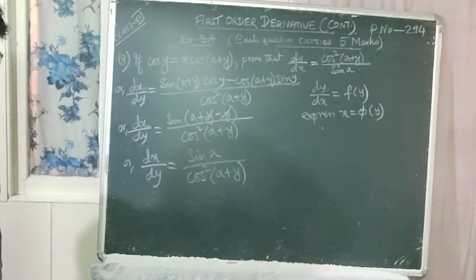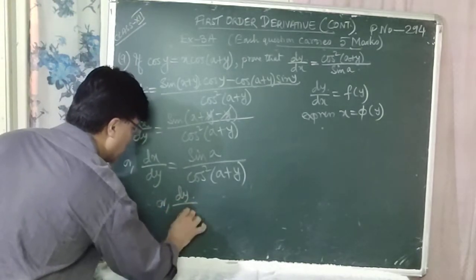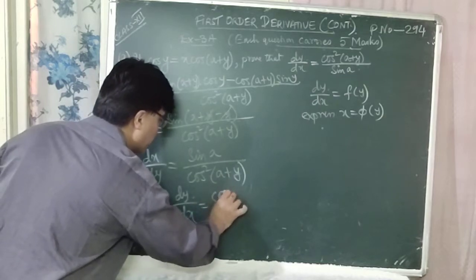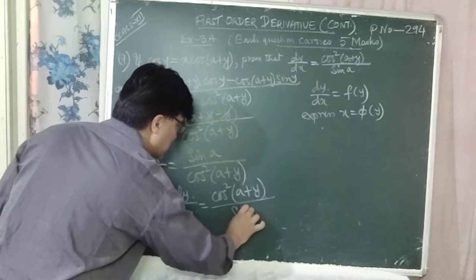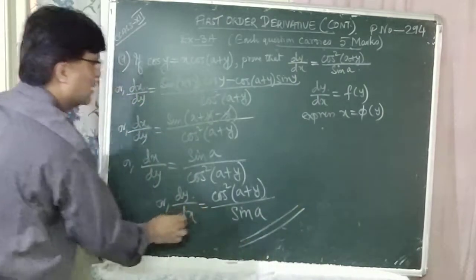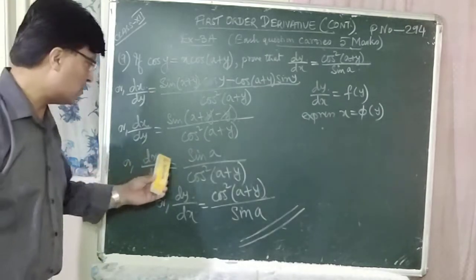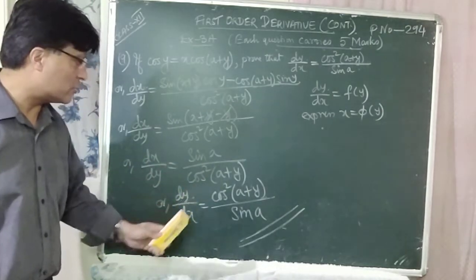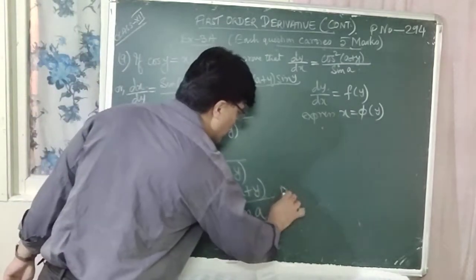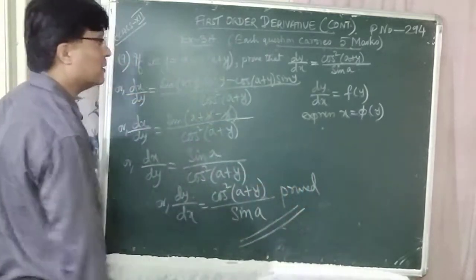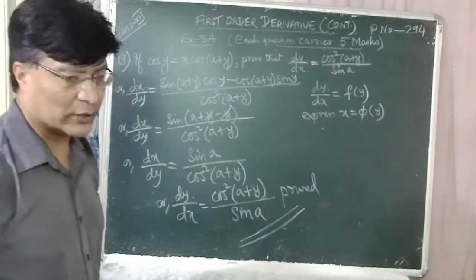Now we can invert both the sides. So inverting both the sides, what do we get? dy by dx is equal to cos square a plus y divided by sin a. So this is the answer, which is equal to the right hand side. So we got the answer. Is that clear now? So this is your answer. So now we'll do the next question.